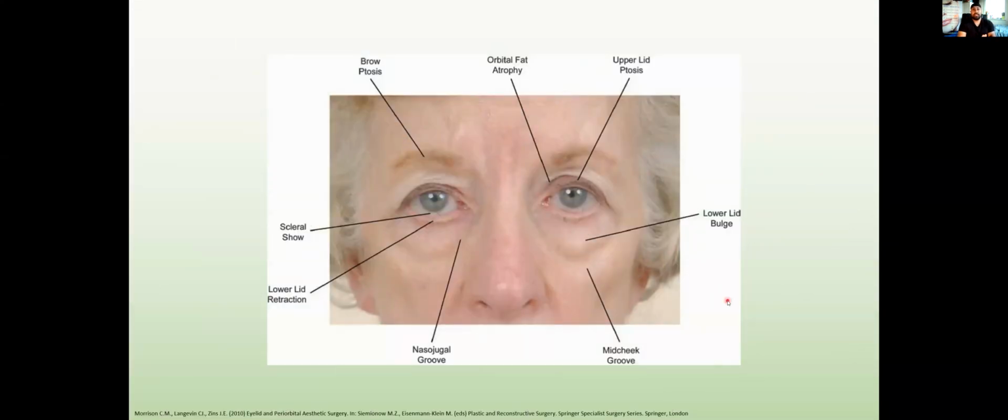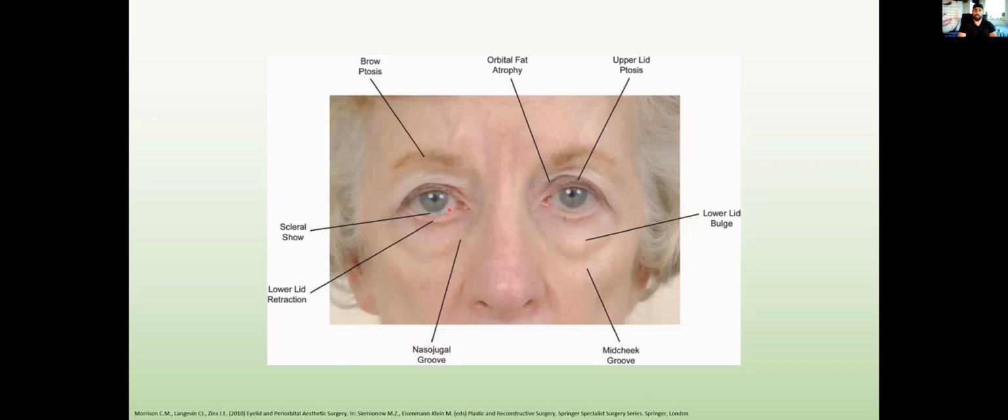So I've got a couple of images quite similar to this, just to show you so we know the terminology, because that's very important before we inject. So let's take a look at this lady's face here. Now, she's got clear ptosis of the upper eyelid. You can see there's atrophy of the orbital fat. Why? Because there's a little bit of hollowing over here.